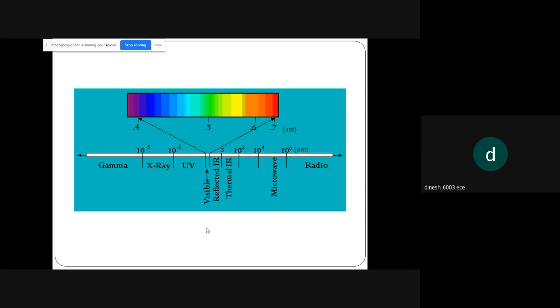So this electromagnetic spectrum, which ranges from gamma rays to radio waves, is divided into different regions depending upon their application and use. So the visible spectrum lies from here to here, measured in micrometers.